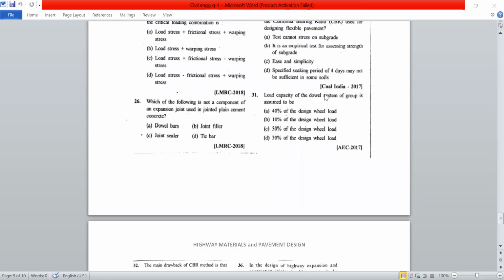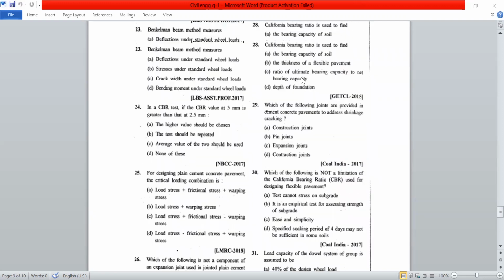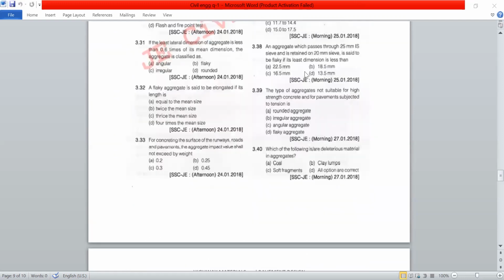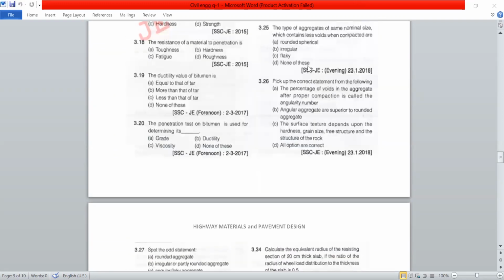In the next class, this completes the highway engineering topic. So in the next class, I'll be discussing a different heading, the same theory part and the question paper question part. So thank you.